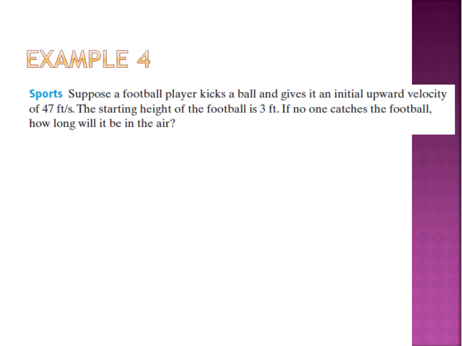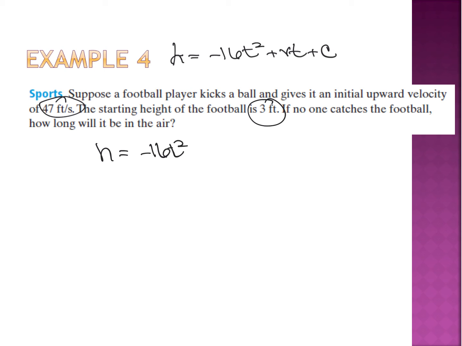So example 4 says, suppose a football player kicks a ball and gives it an initial upward velocity of 47 feet per second. The starting height of the ball is 3 feet. If no one catches the football, how long will it be in the air? So essentially, if I have that h is equal to a negative 16t squared plus vt plus c, I'm going to start out by plugging in what I know. So my negative 16t squared does not change. My initial velocity is 47, and my initial height is 3 feet.